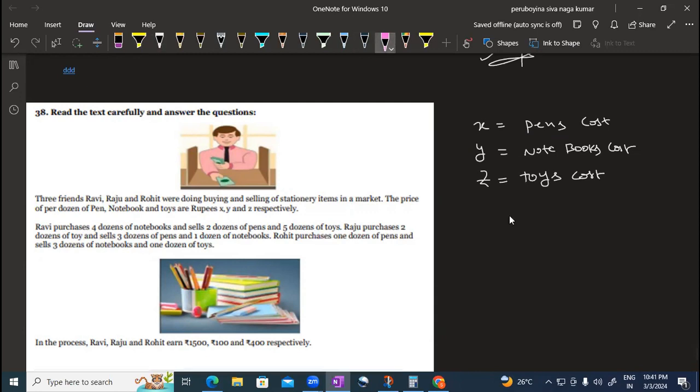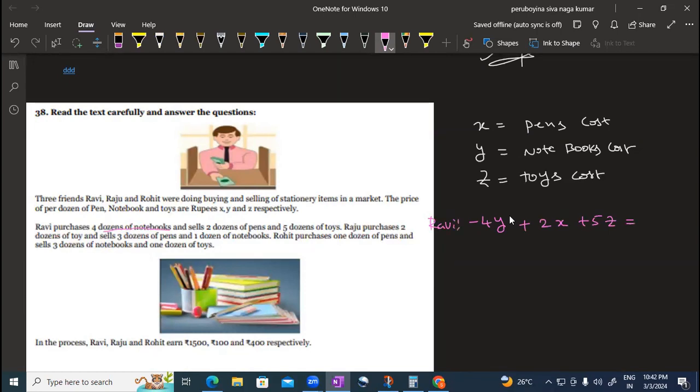And next it says, Ravi purchases 4 dozens of notebooks, so minus 4y. Purchases and sells 2 dozens of pens and 5 dozens of toys. This is Ravi's equation.